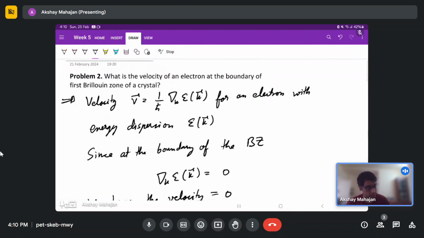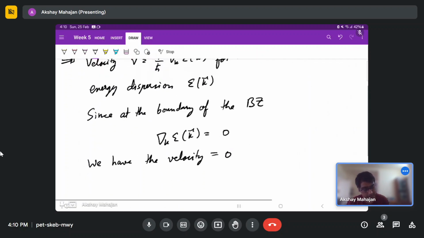Right, since this gradient of epsilon of k vector is going to be 0 at the boundaries. At the boundary we know that the bands generally go like this. Like in the 2D case, as you have seen, in the 1D case, if you remember, the bands are generally like this, so basically the slope is 0. So del E by del k equals 0 at the boundaries. Because of this, the velocity of the electron is also going to be 0 at the boundary of the first Brillouin zone. Alright, so this was our problem number 2.